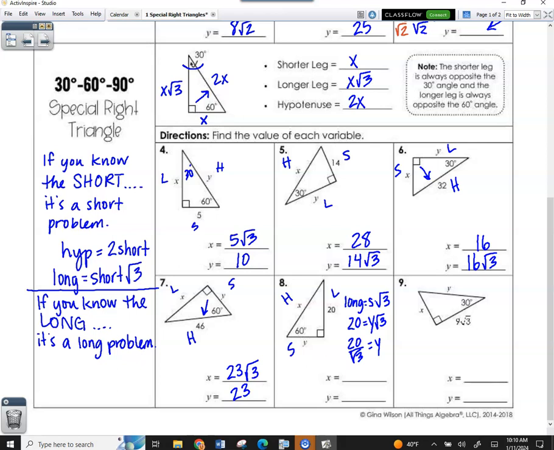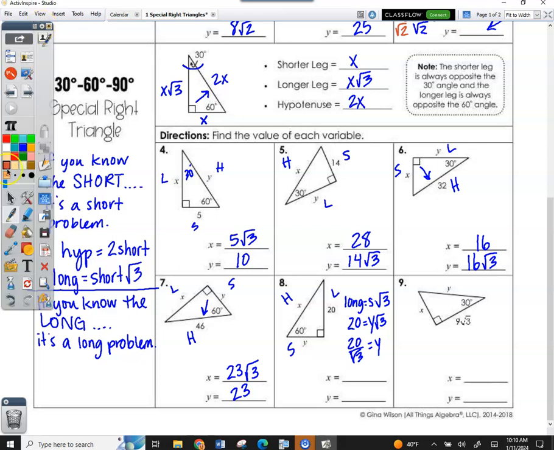So you're going to multiply by root 3 over root 3. Multiply straight across. So you would get 20 root 3 over just 3, right? And this was the short side. So 20, this is really crowded, which is really annoying, over 3. That would be my only complaint about the worksheet. I need more room.